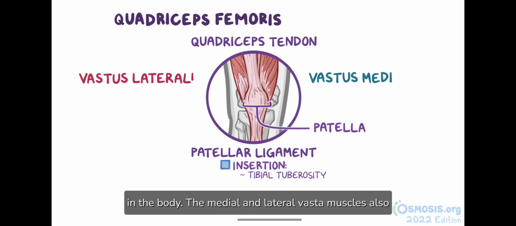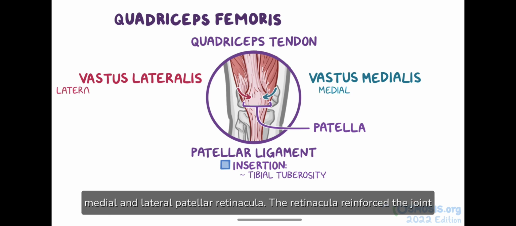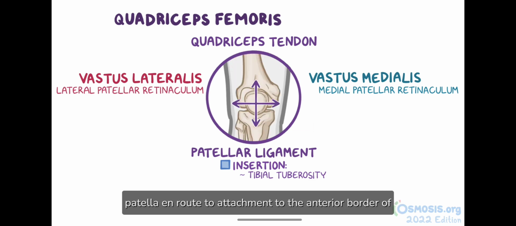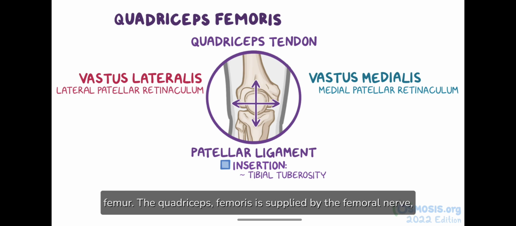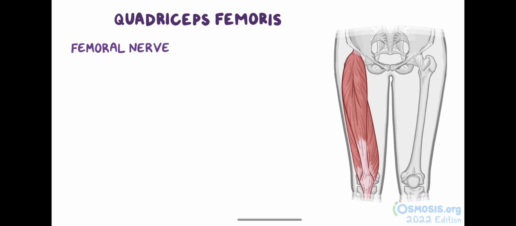The medial and lateral vasti muscles also attach independently to the patella and form aponeuroses called the medial and lateral patellar retinacula. The retinacula reinforce the joint capsule of the knee joint on each side of the patella en route to attachment to the anterior border of the tibial plateau. The retinacula also play a role in keeping the patella aligned over the patellar surface of the femur. The quadriceps femoris is supplied by the femoral nerve.